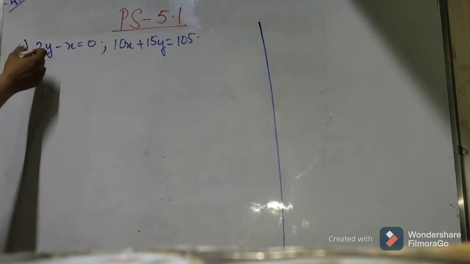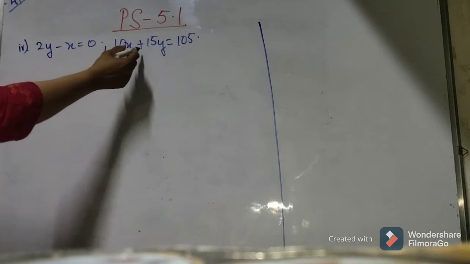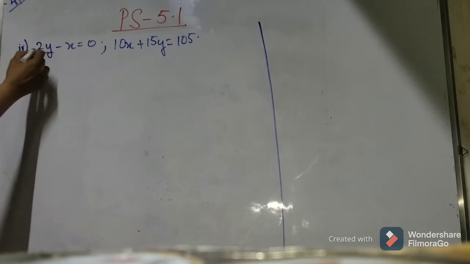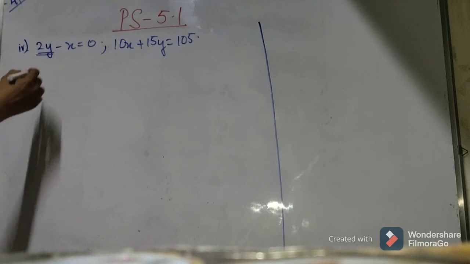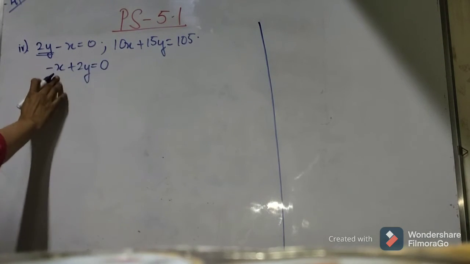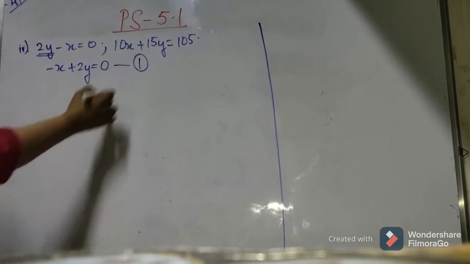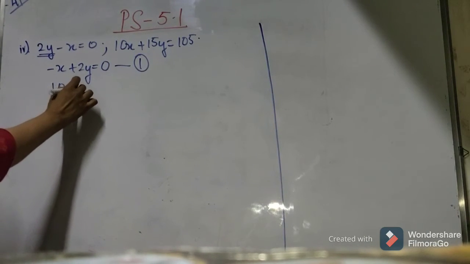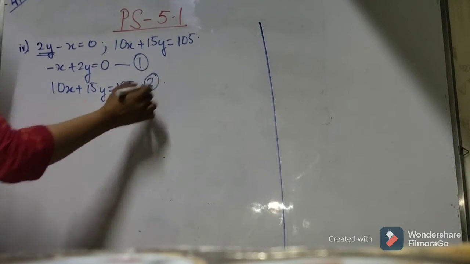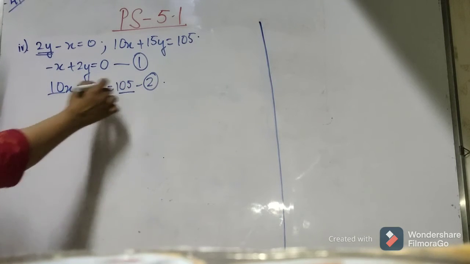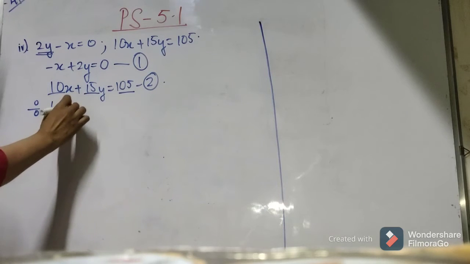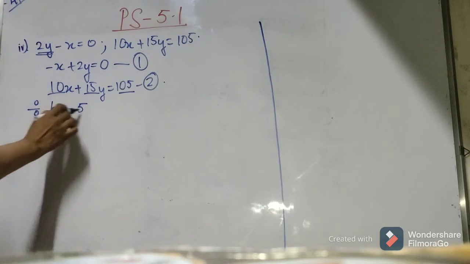Okay, now coming to the fourth question, 2y minus x is equal to 0 and 10x plus 15y is equal to 105. Now you can see 2y, y variable is first given, so we'll rearrange the sum. We will write it minus x plus 2y is equal to 0. Always write the x variable first and then mark it as 1. And second is 10x plus 15y is equal to 105, marking it as 2. Okay. Now here all numbers are big, so I'm going to carry out division and I can see all are multiples of 5. So I'm dividing equation 2 by 5.